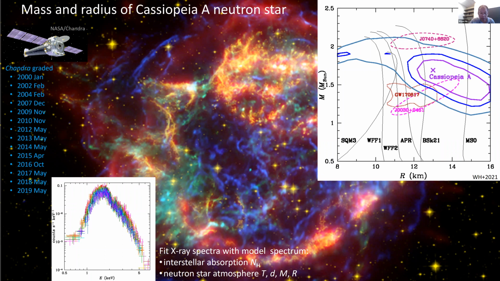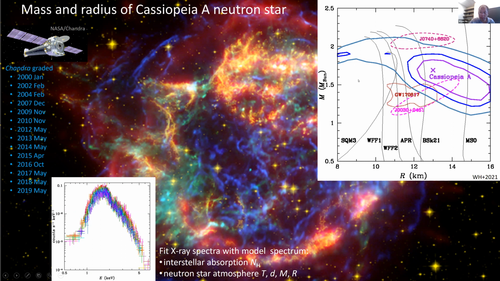The second component to the model is the neutron star atmosphere. Just like when we look at the sun or another planet, what we're seeing is the atmosphere of that object, and the main thing that determines its spectrum is its temperature, and obviously its distance. For neutron stars, there's a dependence on mass and radius as well. When we fit these 14 observations of spectra with this model, we can extract parameters like the mass and radius, the temperature, and so forth.